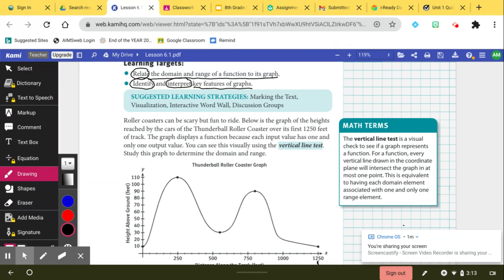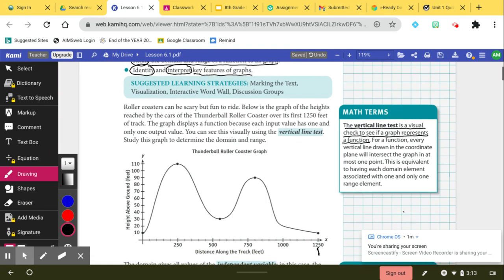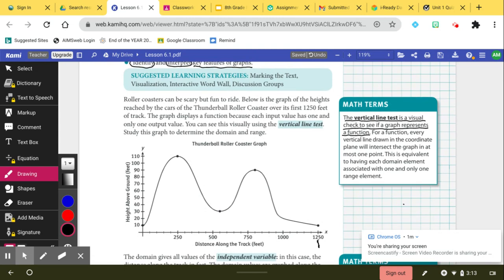If we're graphing functions, there is actually a quick test that we can do to see if the graph is a function or not, and it's called a vertical line test. The vertical line test is a visual check to see if a graph represents a function. For a function, every vertical line drawn in the coordinate plane will intersect the graph at most 1 point. This is equivalent to having each domain element associated with one and only one range element. So we can use that vertical line test to prove that this is a function. It's saying I can draw a vertical line anywhere on this graph and it's only going to intersect the function at 1 point.